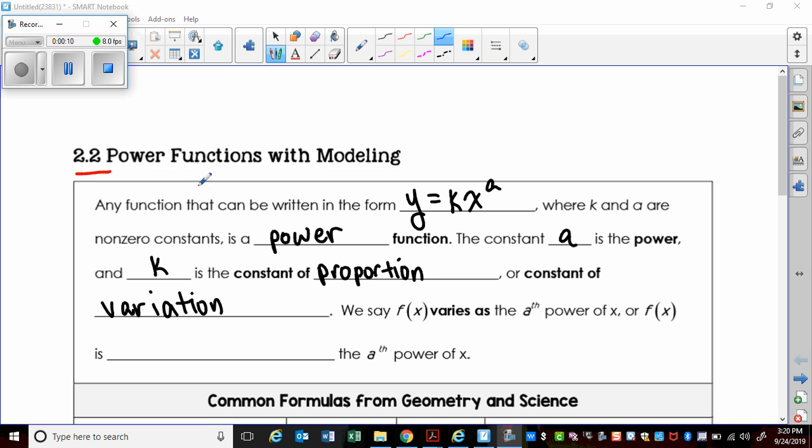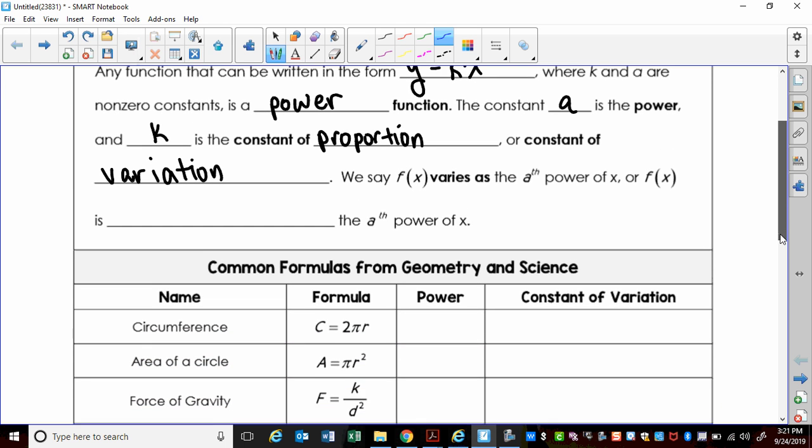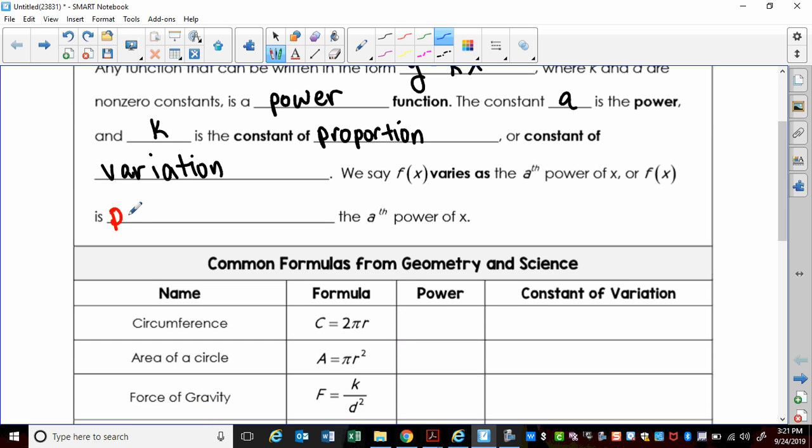So this is any function that can be written in the form y equals k times x to the a, where k and a are non-zero constants. That just means that they're numbers that are not zero. Is a power function. The constant a is a power and k is the constant of proportion or constant of variation. We say that f varies as the eighth power of x, or f of x is proportional to the eighth power of x.